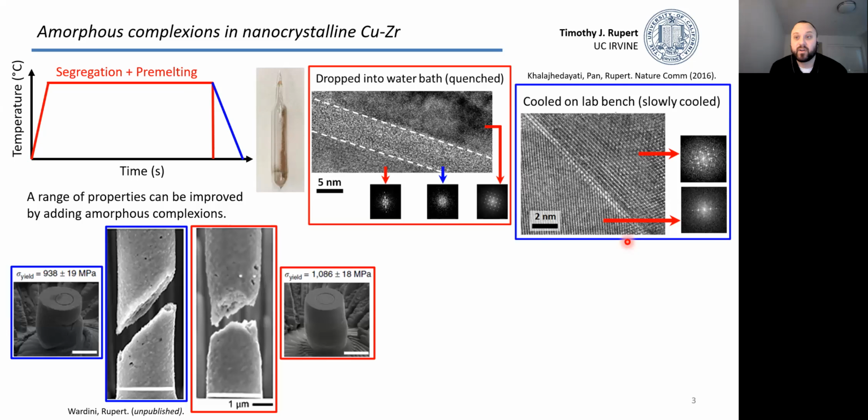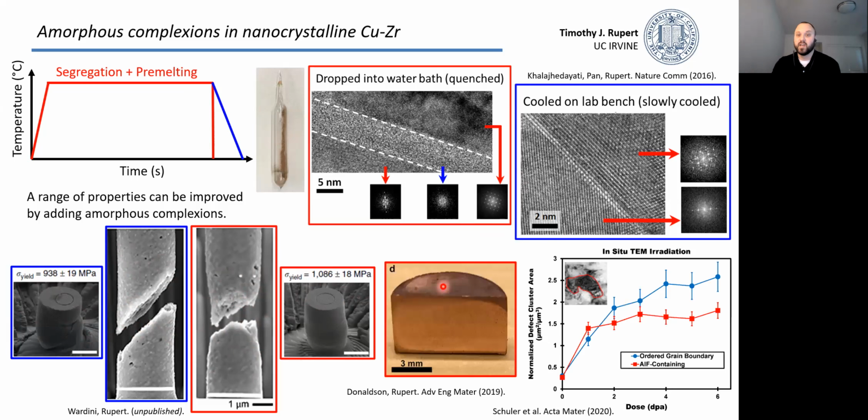Now, it turns out that this is beneficial for many properties. We're really interested in it because it affects the mechanical behavior. So for example, nanocrystalline copper zirconium with ordered grain boundaries is very strong, but very brittle. In contrast, if we add these amorphous complexions, we find that it's very ductile and actually a little bit stronger. So you're getting the best of both worlds. And we've also used this for other things. For example, we found that these amorphous complexions can help densification of these powder materials into bulk pieces, and also that these amorphous complexions can increase the radiation tolerance of our samples.